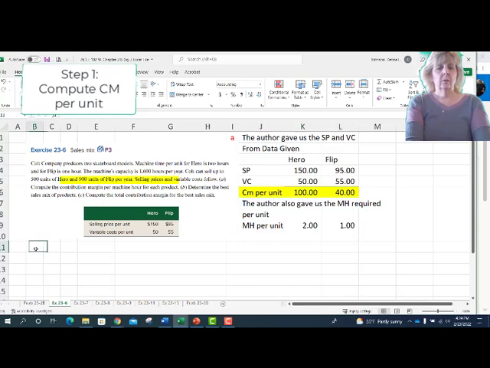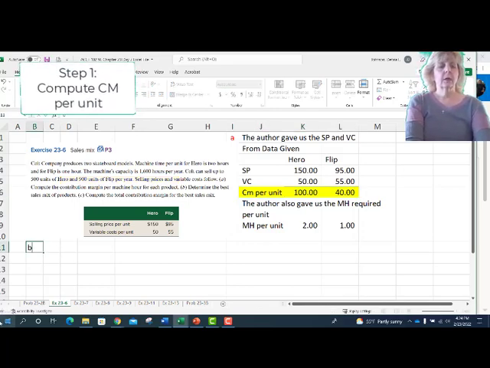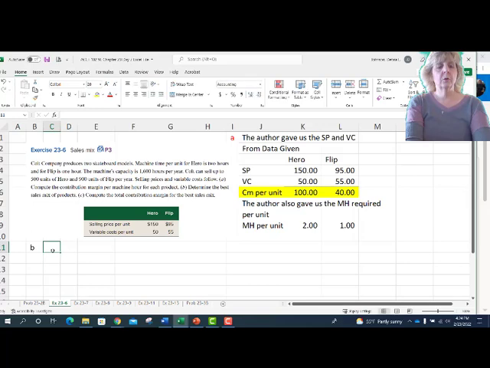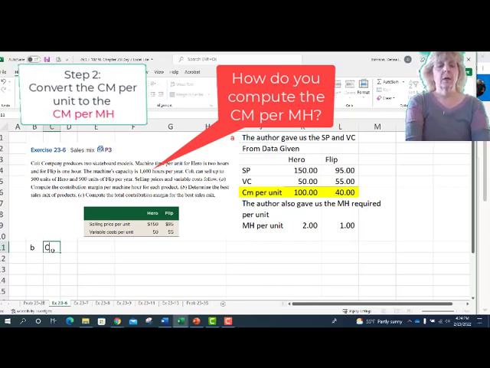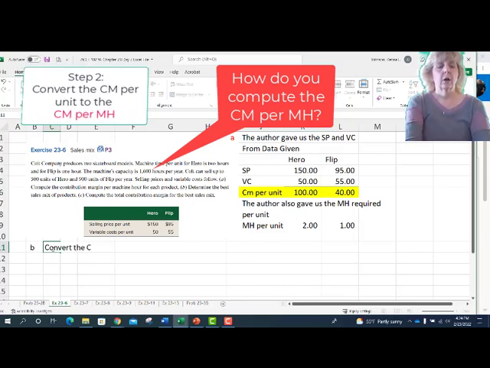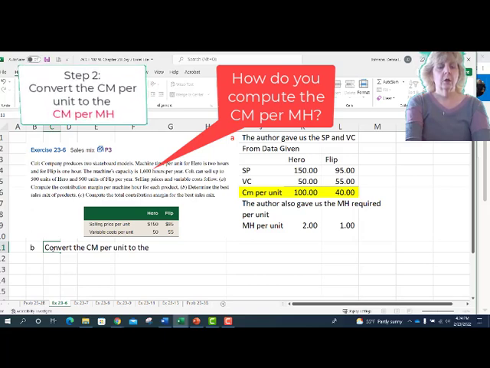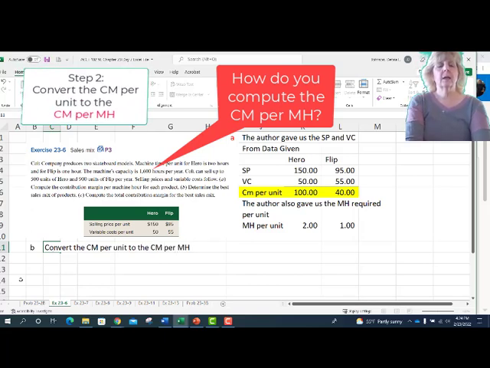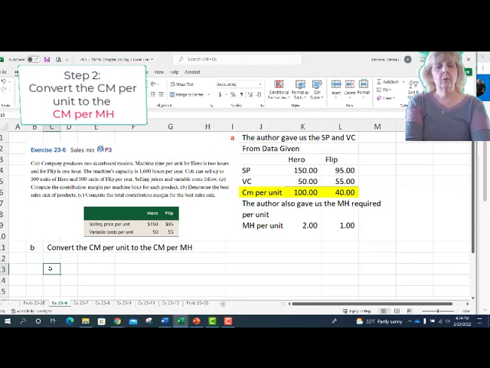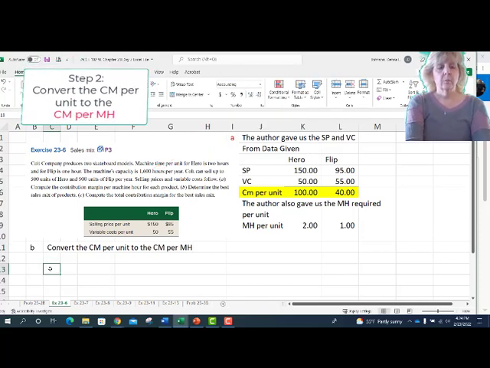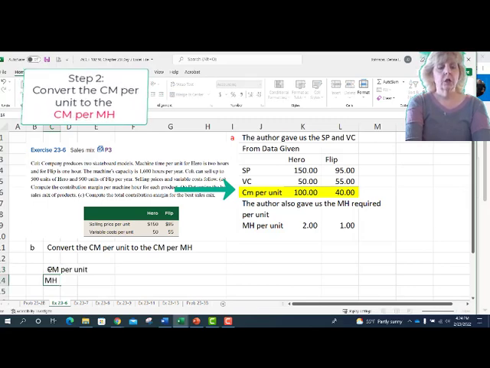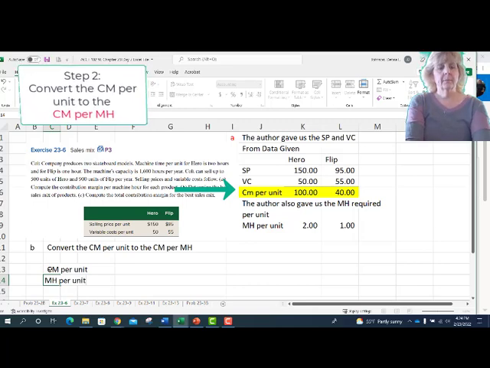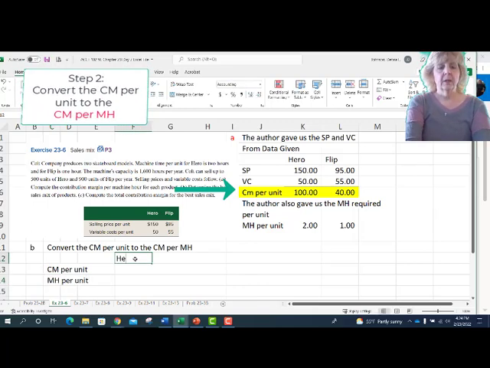Step 2 is to convert the contribution margin per unit to the contribution margin per whatever the scarce resource is. In this case, it's machine hours. So I'm going to write the step down for us. Convert the contribution margin per unit to the contribution margin, in this case, per machine hour. How do you do that? You take the contribution margin per unit, which we just computed, and you divide by the machine hours needed per unit. Okay, so I'm going to go grab, let me get the names of the products.